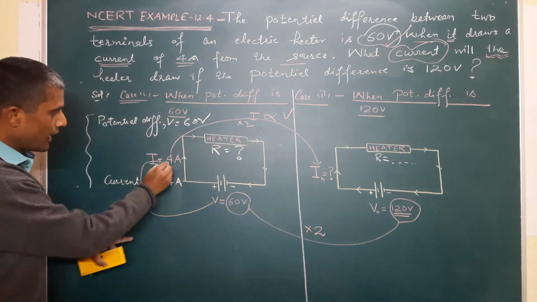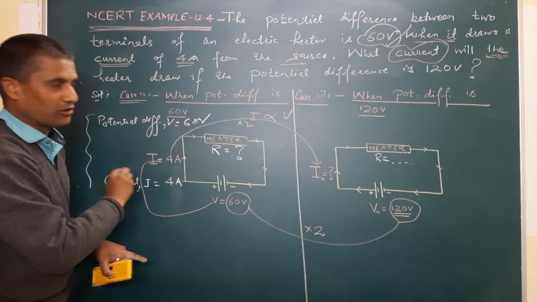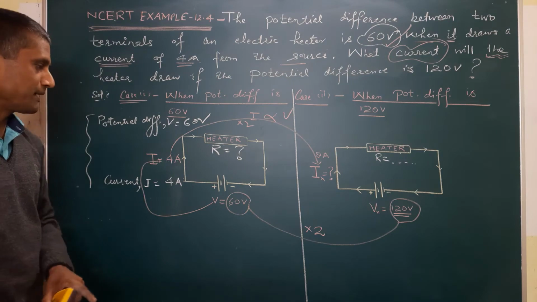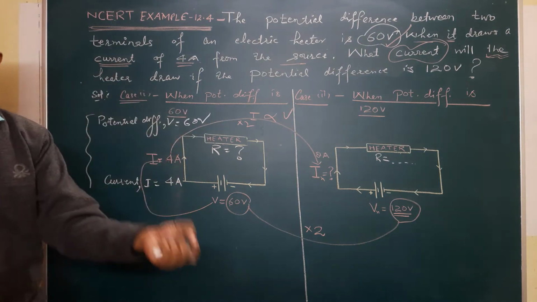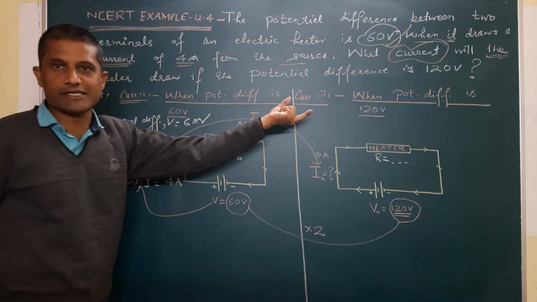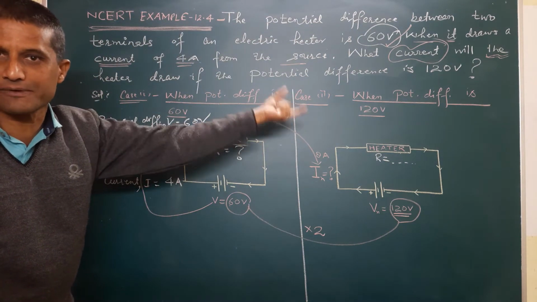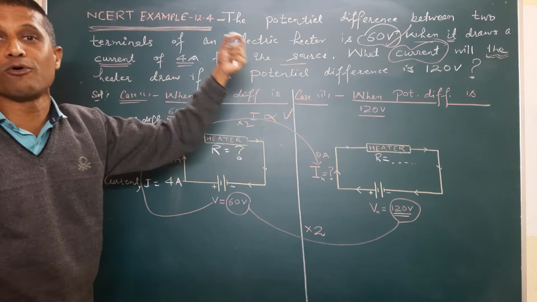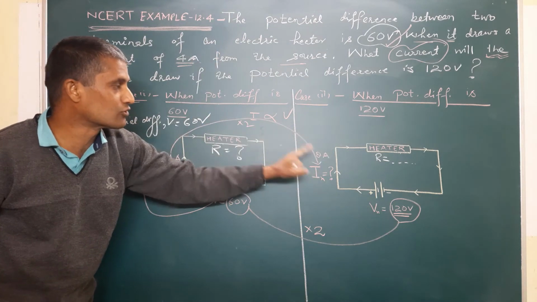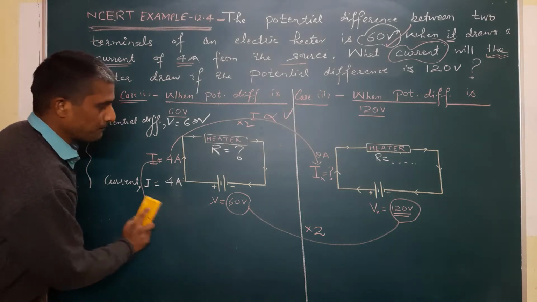Flowing through the conductor, 4 ampere if you double it, our answer is going to be 8 ampere. That answer is directly coming from Ohm's law, which states that current flowing through a conductor is directly proportional to the potential difference. Double the potential difference, double the flow of electric current through that very conductor, and hence the current flowing through that very heater is going to be 8 ampere. So that's the first way.